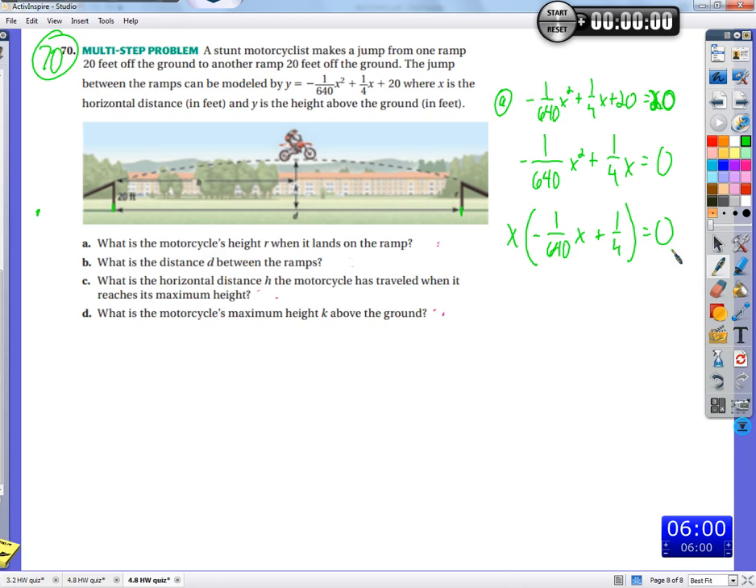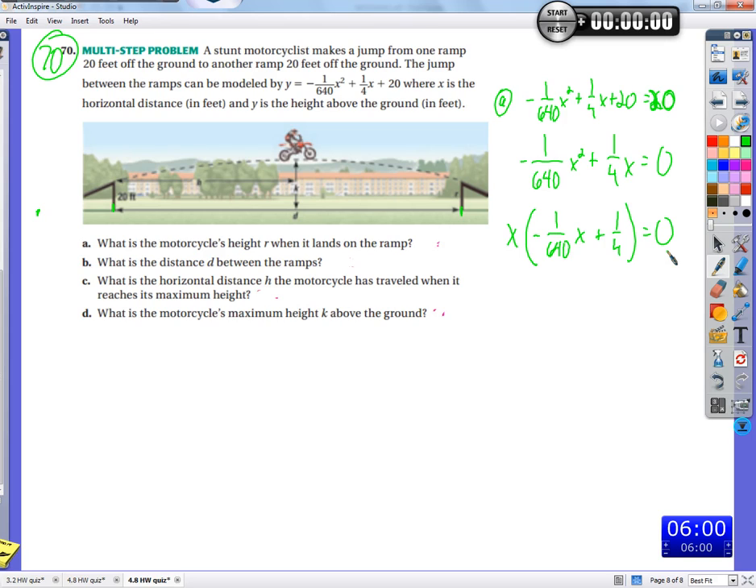If we distribute this x, we get x squared and 1 fourth x. Then we get this number times this number equals zero. We multiply two numbers together to get zero. There's one solution, there's two solutions. I'm hiding these numbers from you. I just multiplied two numbers together and got zero.